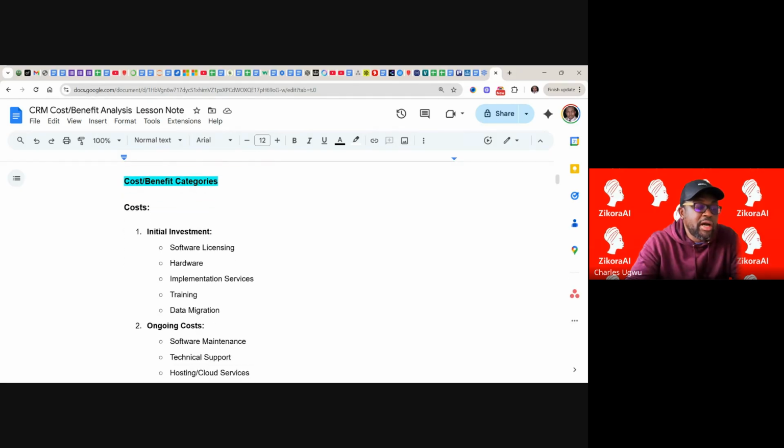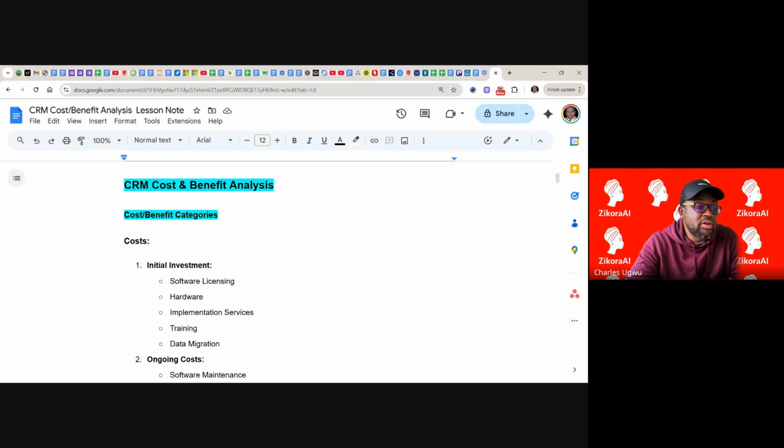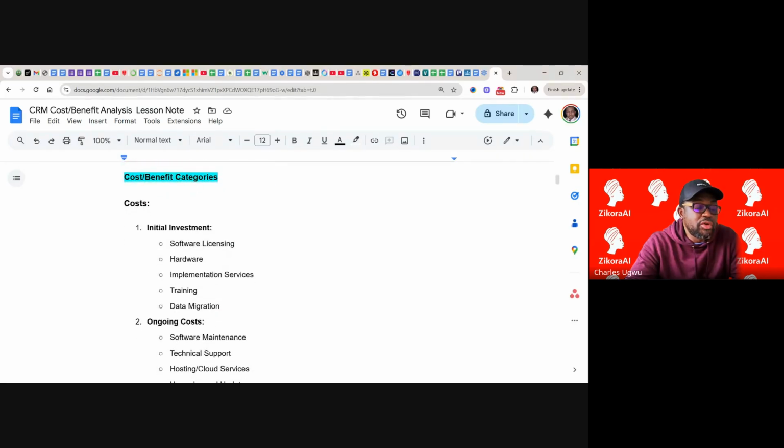So here we have an example of implementing a CRM. This is the CRM cost and benefit analysis. You start here with the cost and benefit category. You start with the cost category. Under the cost category, we have initial investment: the money you spend in procuring the software, that software license.